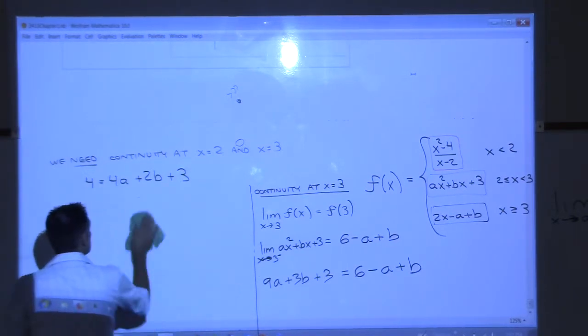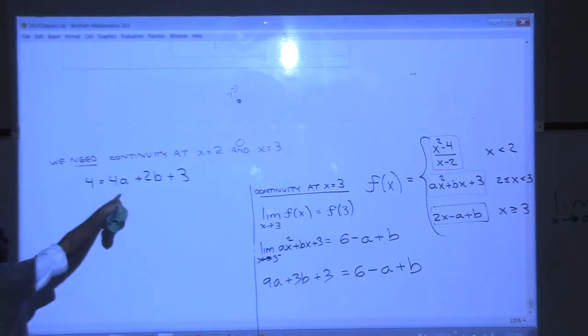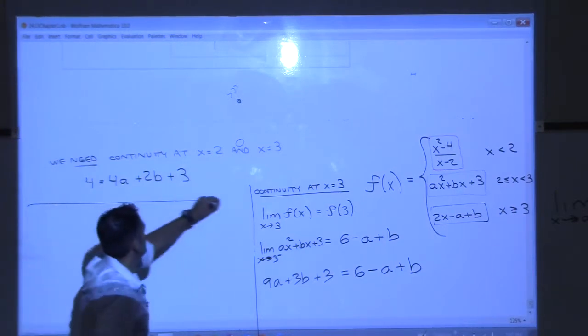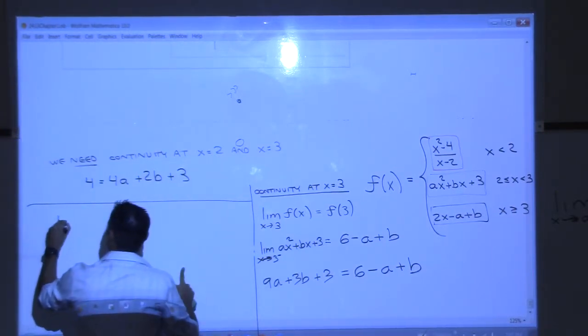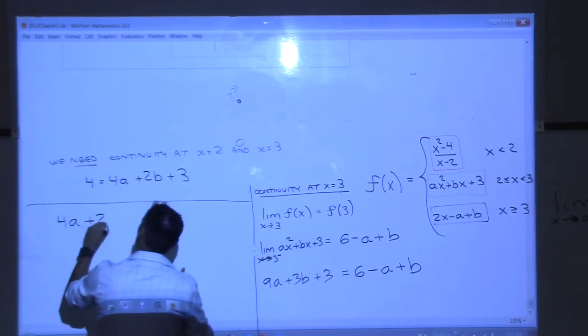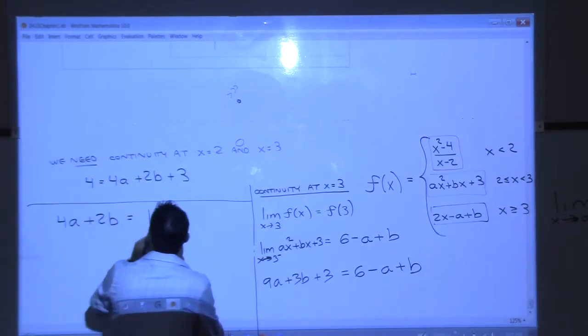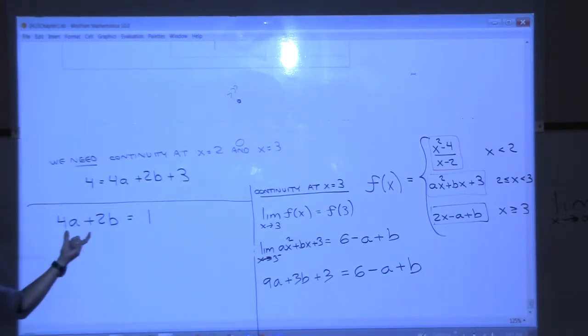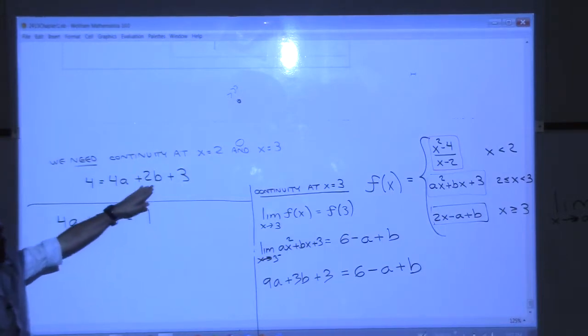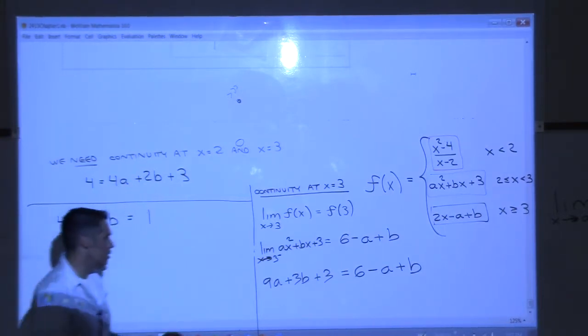I'm going to write those equations down. So here's my first equation, from earlier. Now watch the way I write it. 4a plus 2b equals 1. So what I did is I got all the variables on one side and all the constants to the other for that one. And now I'm going to do the same thing on this one.